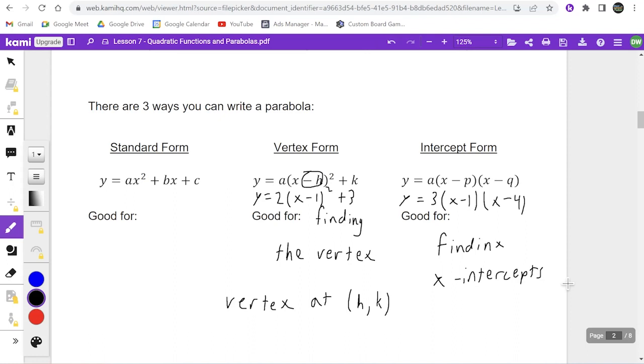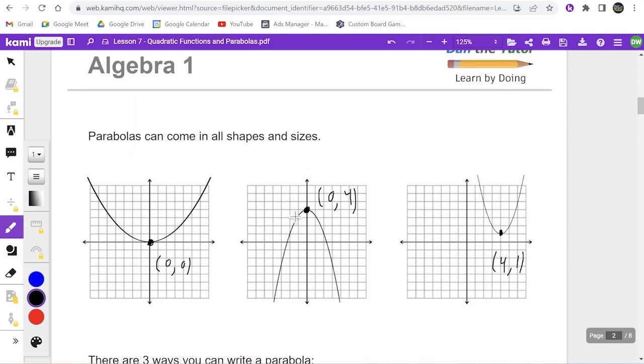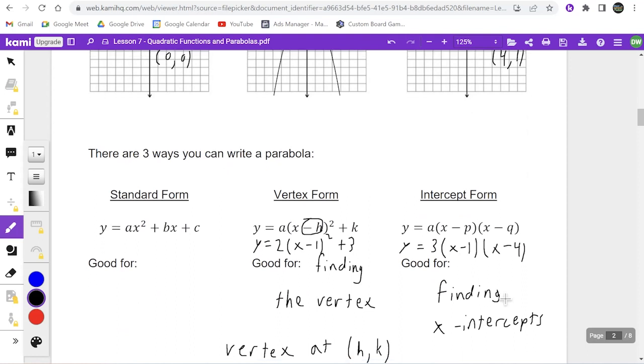Maybe you forget what an x-intercept is. I spelled finding wrong. That's funny. Hold on. There we go. Sorry about that. It's good for finding your x-intercepts. Now, what is an x-intercept? An x-intercept is where your graph crosses the x-axis. Let me show you an example. In this example in the middle, the x-intercepts are here and here because that's where it crosses the x-axis. And for the one to the right, there are no x-intercepts, so you couldn't even write it in x-intercept form if you wanted to. That's interesting.